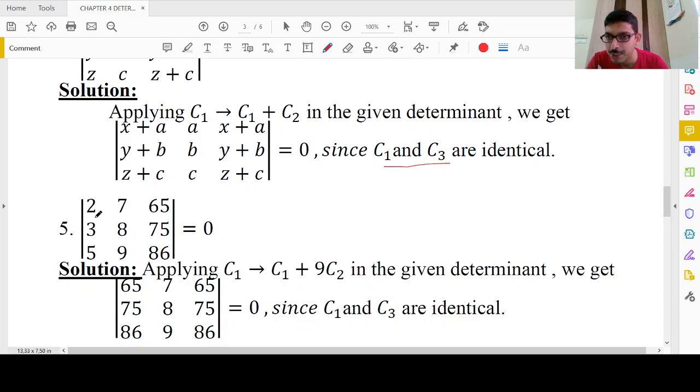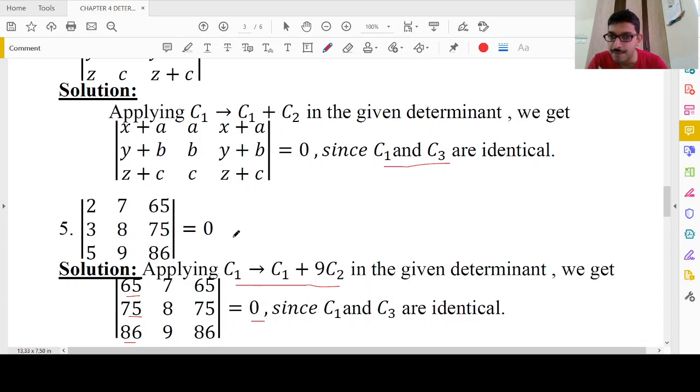Now to the next problem. The determinant with rows 2, 7, 65; 3, 8, 75; 5, 9, 86. This determinant we have to prove as 0 without expanding. So here also we have to show that any two rows or columns are identical or proportional. Now if we apply C1 changes to C1 plus 9C2, that means the first column will become 2 plus 63, so it will become 65, 75, 86. Now you see that first and third columns are identical here, so you can say that the determinant is 0 because first and third columns are identical.